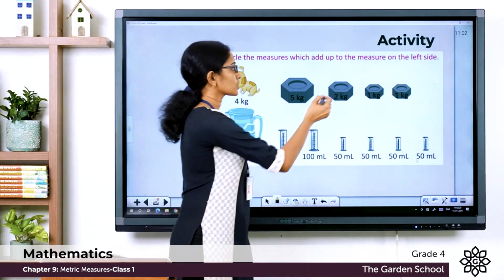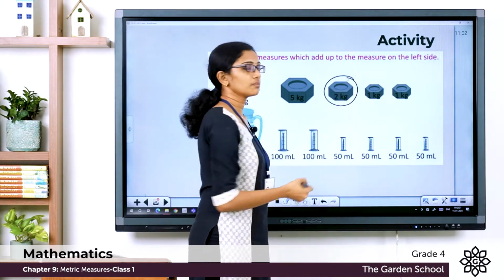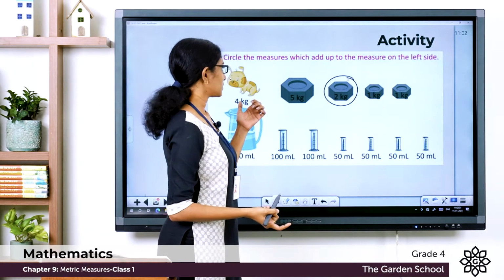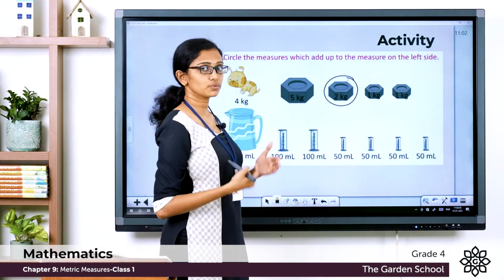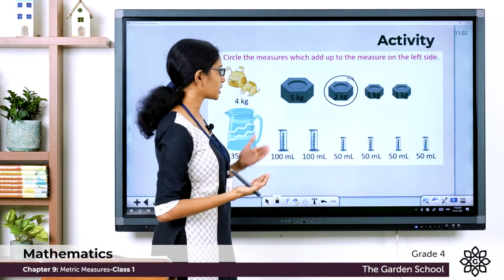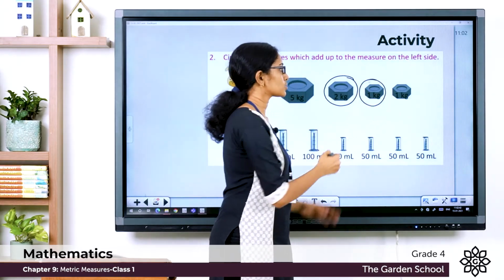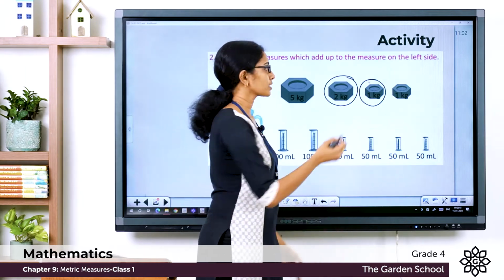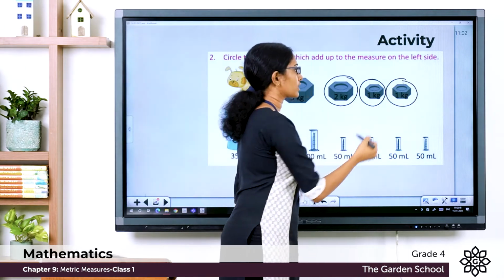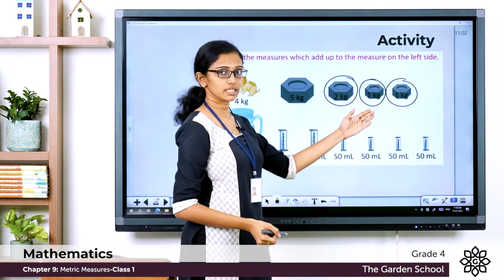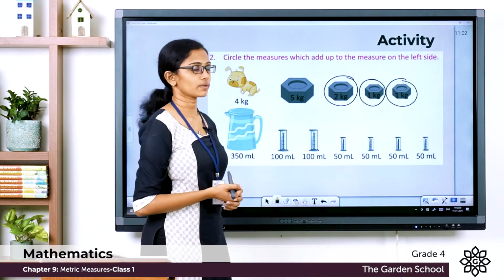So let's take 2 kilogram. Now how much more is needed? It is 4. We have to add weight such that it adds up to 4 kilogram. 2 we have taken. Then we are taking 1 more. Now it is 2 plus 1, 3. Now again 1 more kilogram. So it is 2 plus 1, 3 plus 1, 4 kilogram.